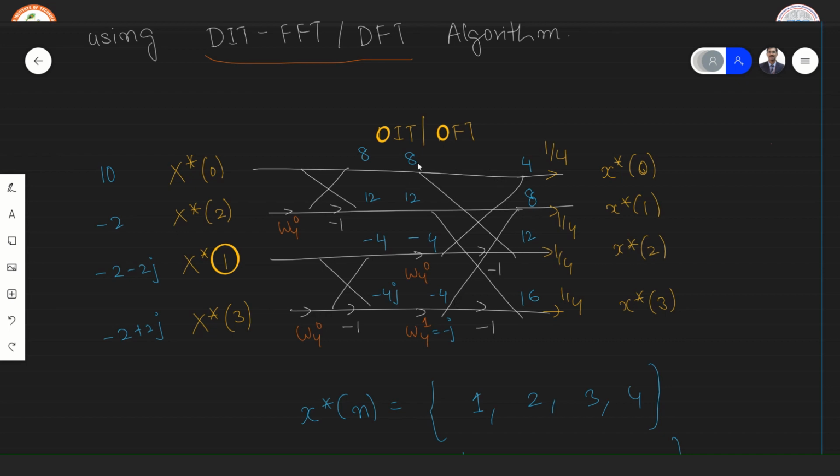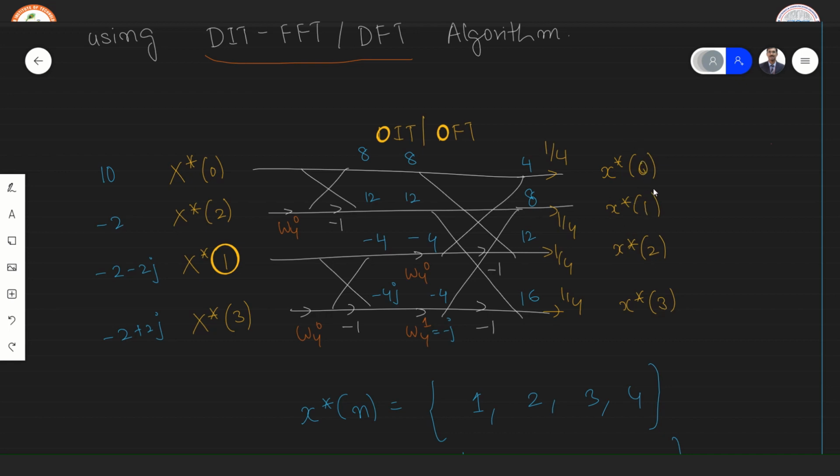Now we proceed with performing the addition and subtraction of the respective inputs. The inputs are 8 and -4, sum is equal to 4, difference is equal to 12. The inputs are 12 and -4, the sum equals 8 and difference is equal to 16. Finally, we have to divide the value by N. So multiplying by 1/4 fetches you the answer x*[n], and these have sequential index.